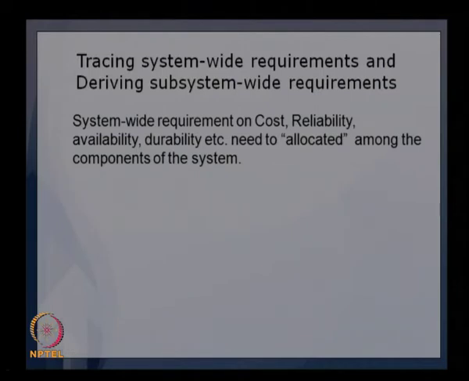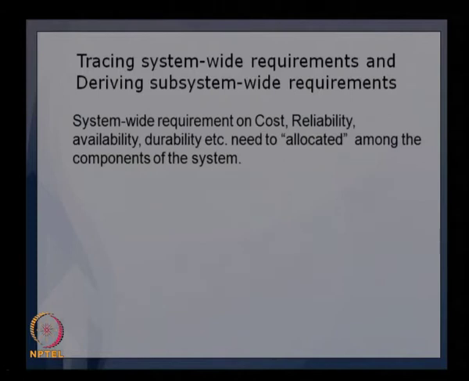Basically, when we say cost, it cannot be given to a particular component, so this has to be allocated to subsystems. So, how do we trace this particular system wide requirement and then allocate it among the components? Or if you take the reliability of the system, it depends on the reliability of different components of the system. So, how do we allocate this reliability amongst these components and then ensure that the total reliability of the system is maintained.